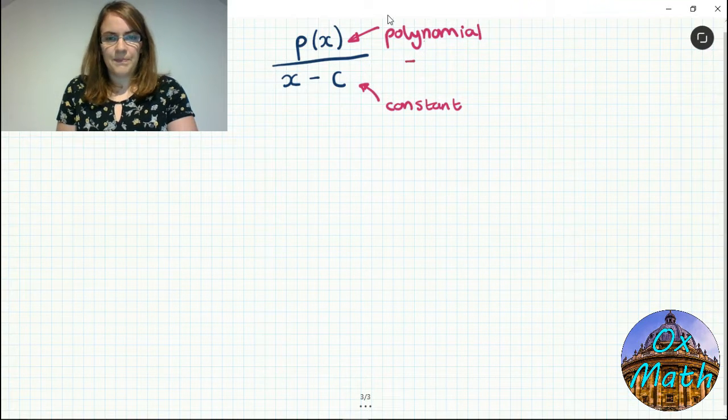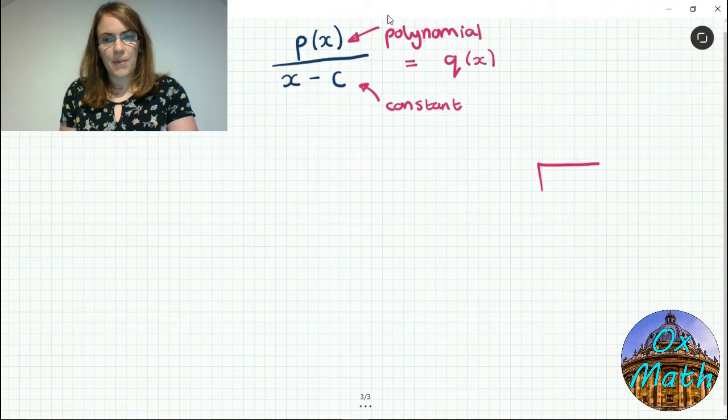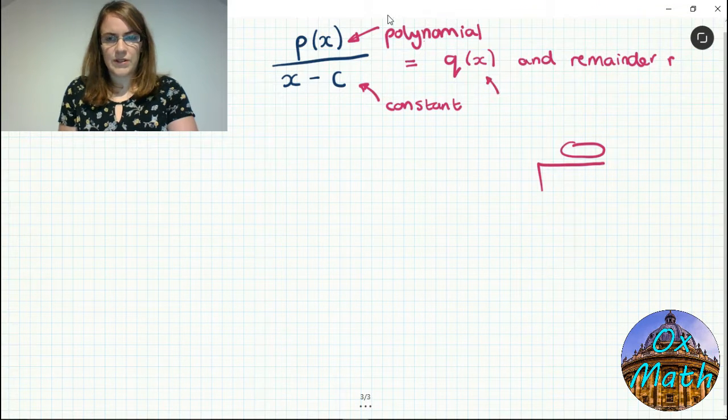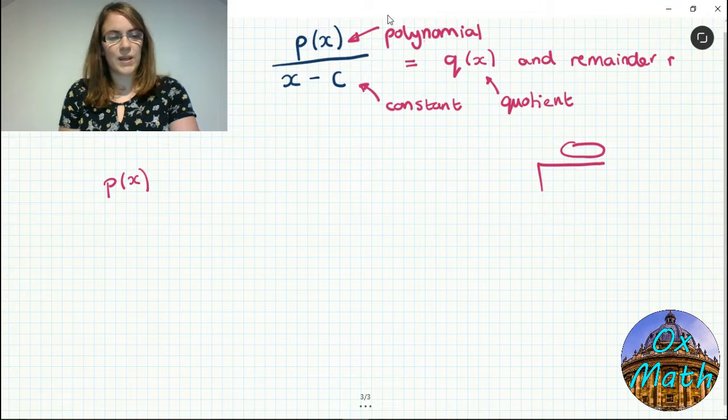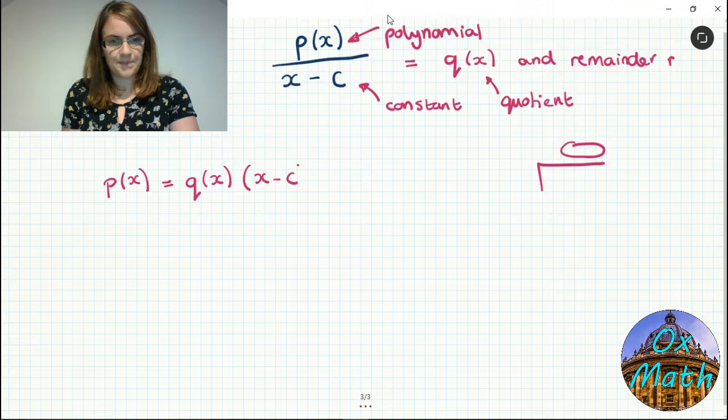If we do that division, we're going to end up with a quotient, which will be a function of x, so that's our answer above our bus stop, and we might end up with a remainder, which I'm going to call r. So more generally, as discussed a minute ago, we could then say that our polynomial function of x must be equal to our quotient times our divisor plus our remainder.